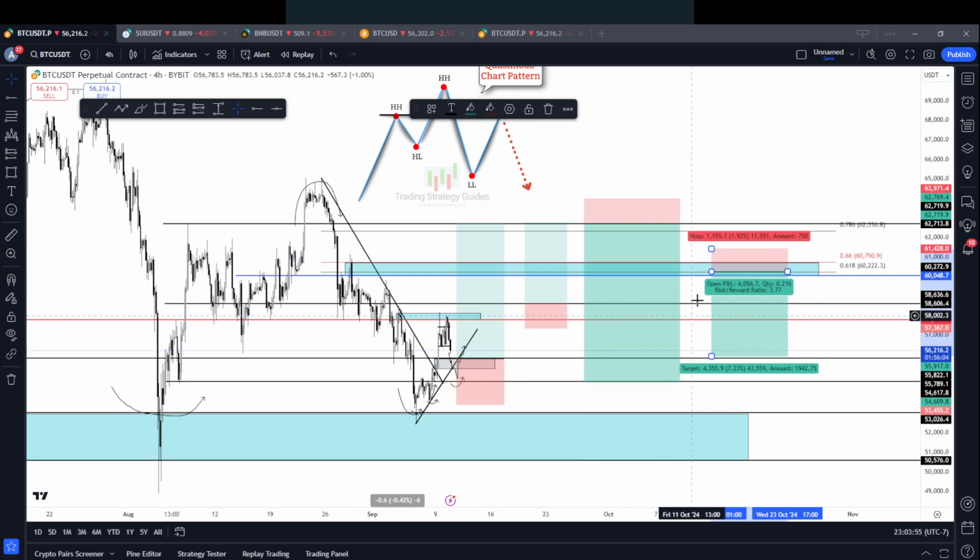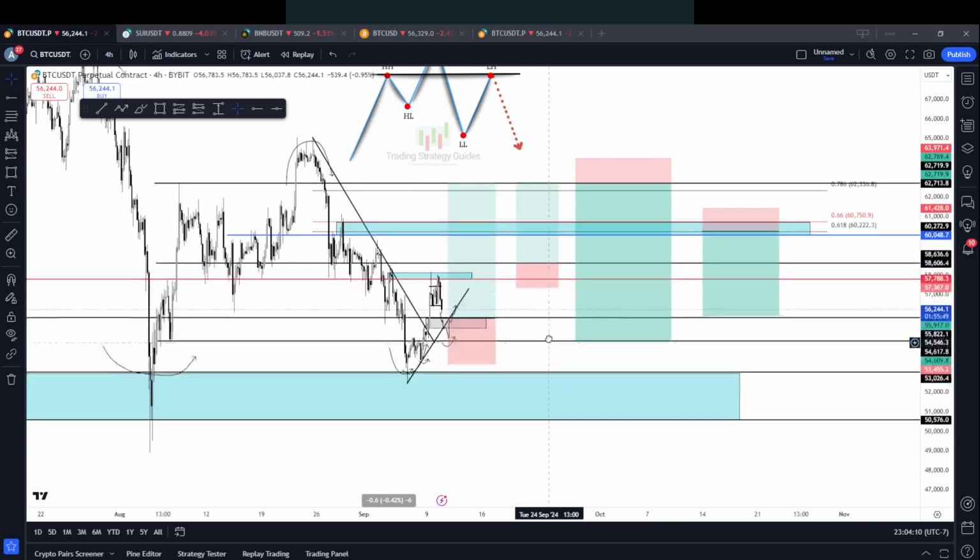All right. So until this range is broken, these are your setups. All right. If we go to range highs, reject, right? Again, you're going to look to long range lows around 54 to 55K.